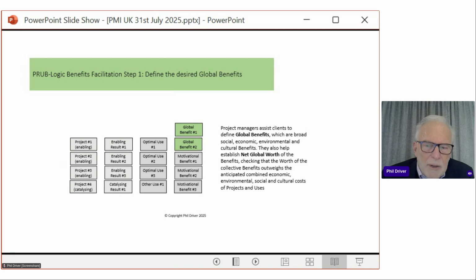Now, asking that question, I think, is something that project managers could do, because if you go into your government department, you'll often find they're not actually very good at this stuff. They're not very clear on what the benefits are. They might have made a decision to build a motorway for political reasons. We've got a lot of that going on in New Zealand at the moment. So this benefits facilitation is something I think that project managers can do in conjunction with the purchaser. And step one is to understand the global benefits. What are we trying to achieve at the end of the day?